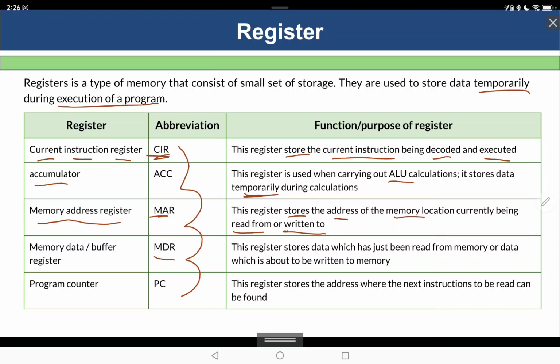Then we have the MDR, which is the memory data or buffer register. This register stores data that has just been read from the memory or data that is about to be written to the memory. Then we have the PC, called the program counter. It stores the address where the next instruction to be read can be found. So these are the functions of all the registers. When we explain the fetch, decode, execute cycle, you will understand these registers better.